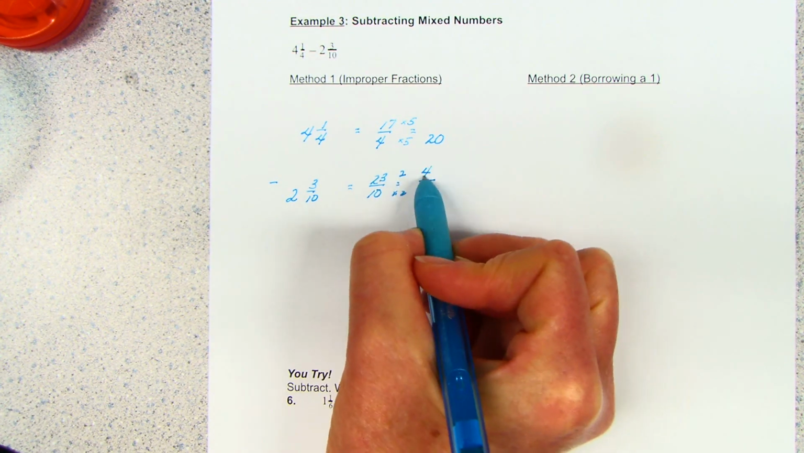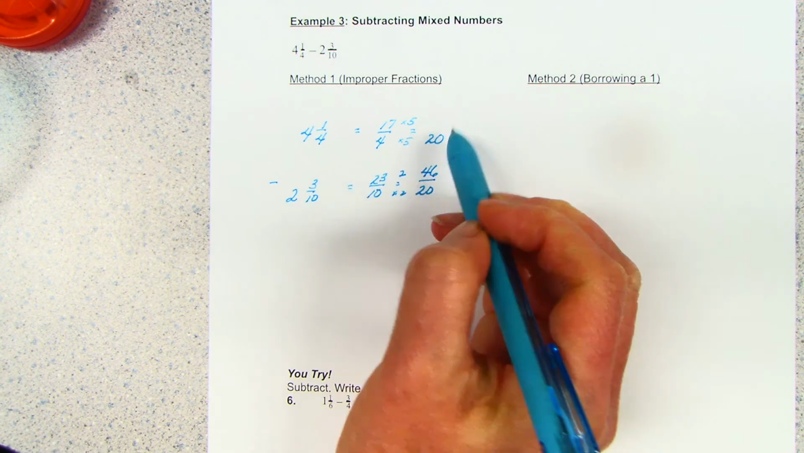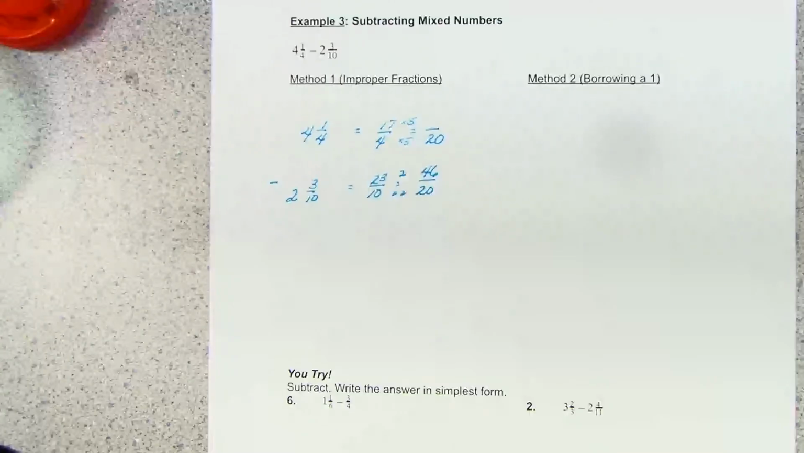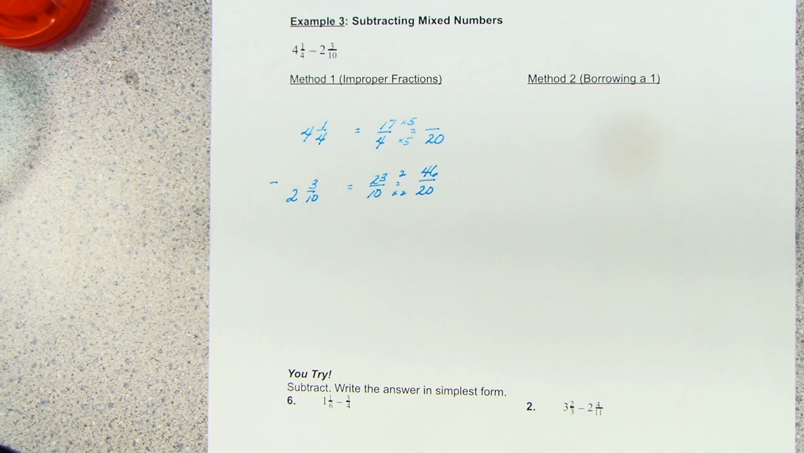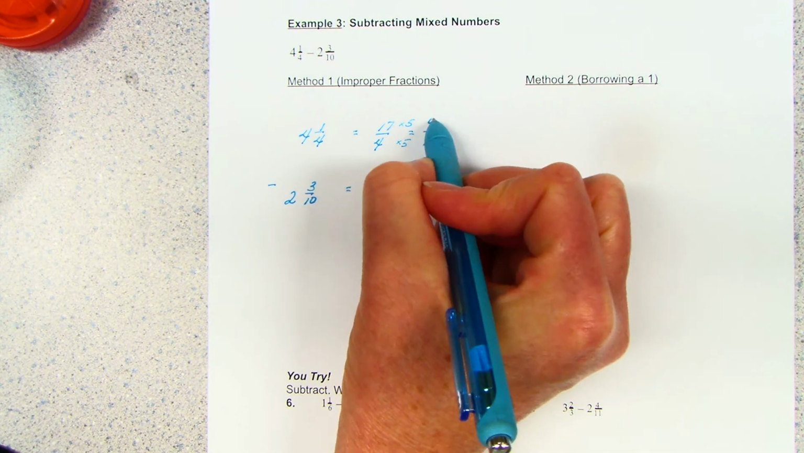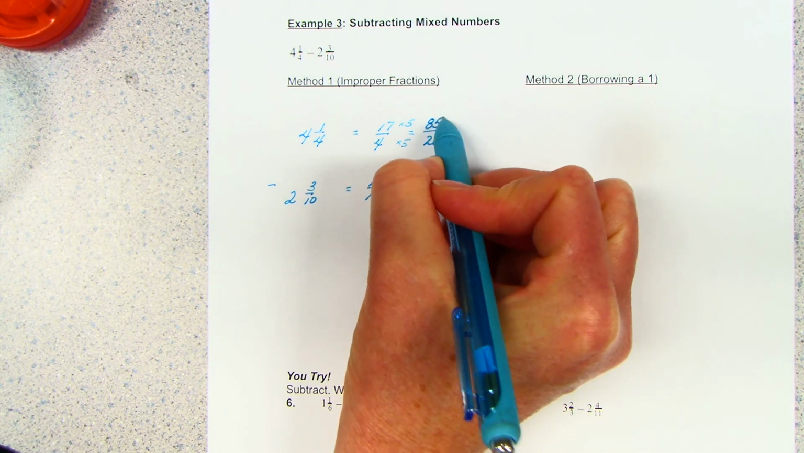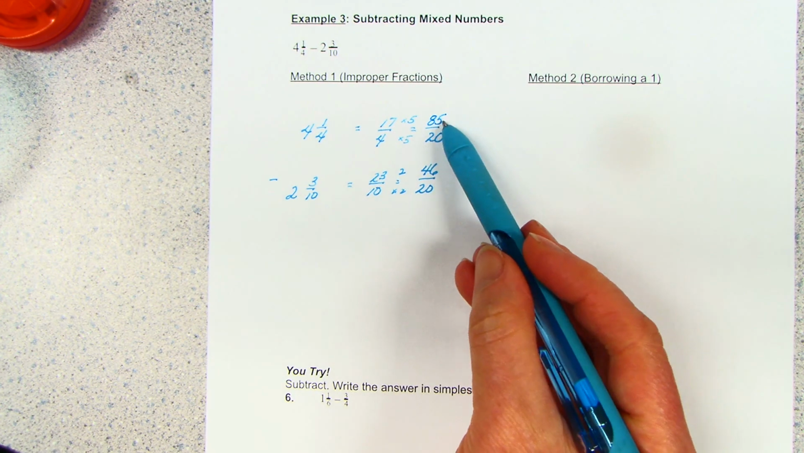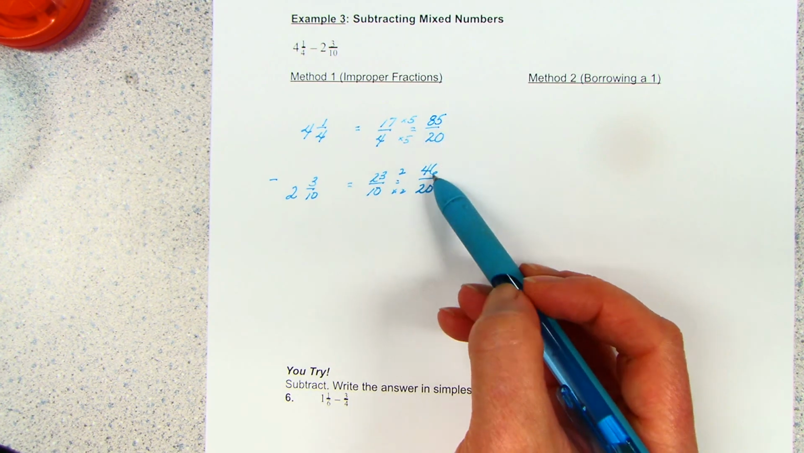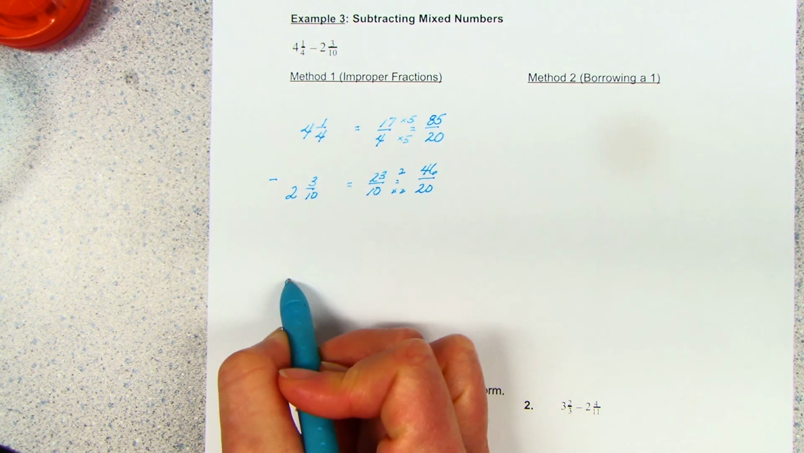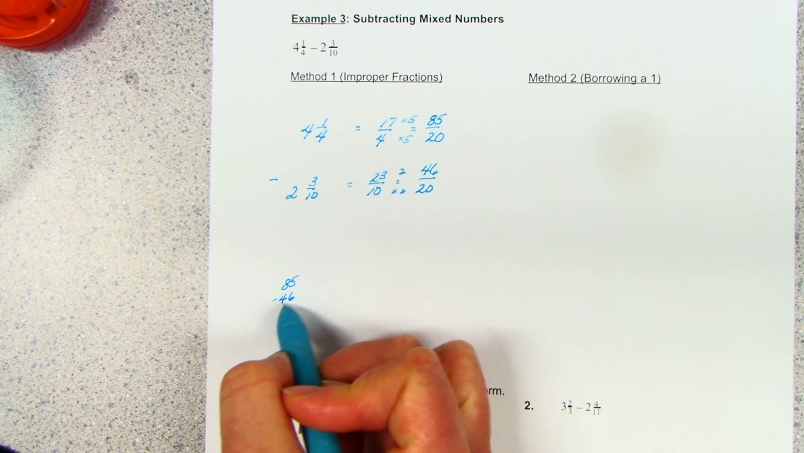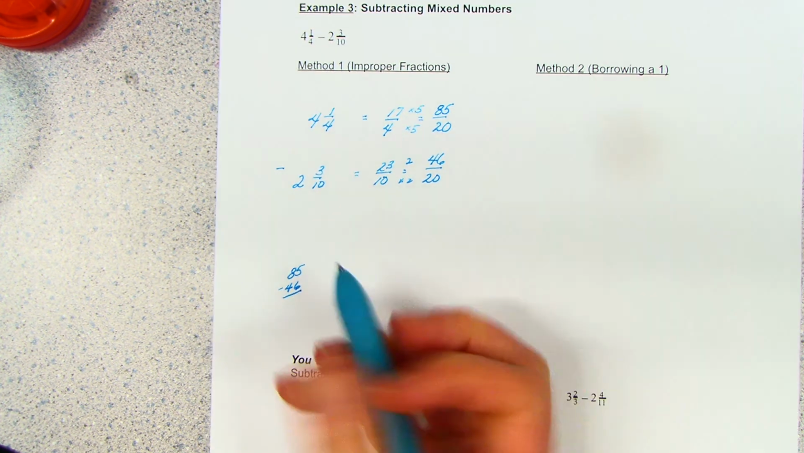23 times 2 is 46. And let's see, 17 times 5 is 85. Right. And then we can subtract. So now I've got 85 twentieths minus 46 twentieths. Let's do a little side work. 85 minus 46. I should have done side work before, instead of grabbing my calculator.